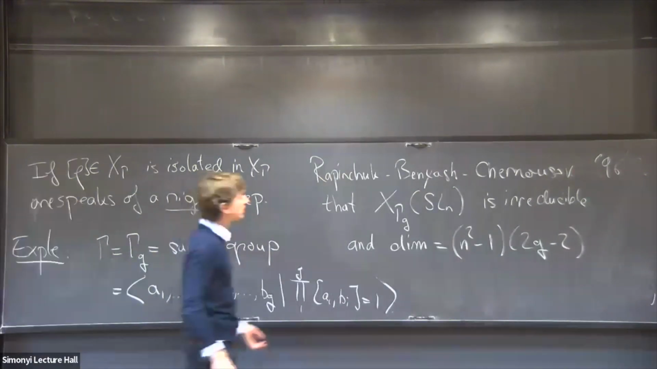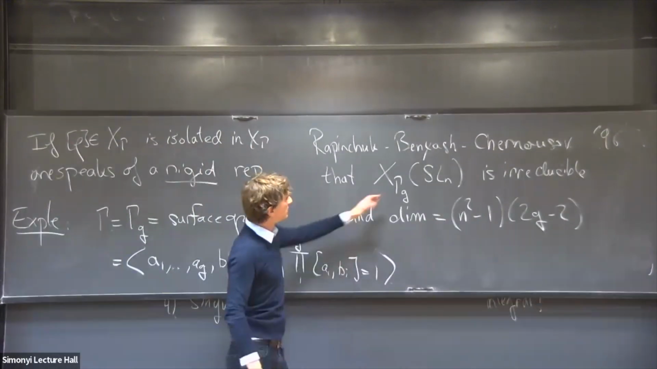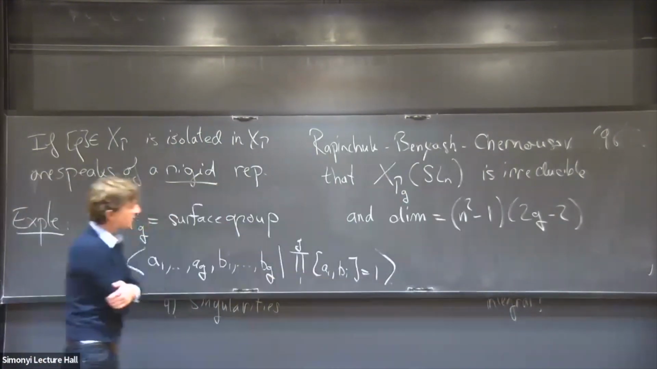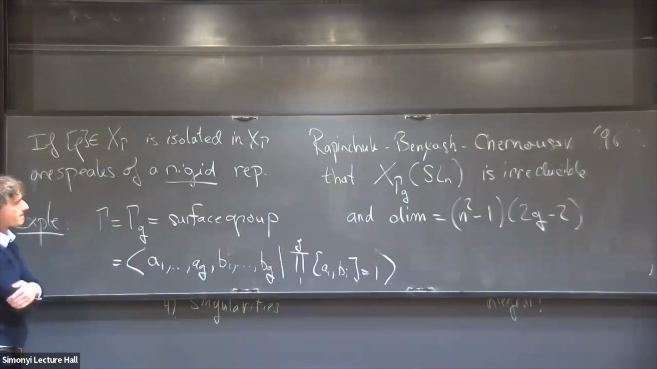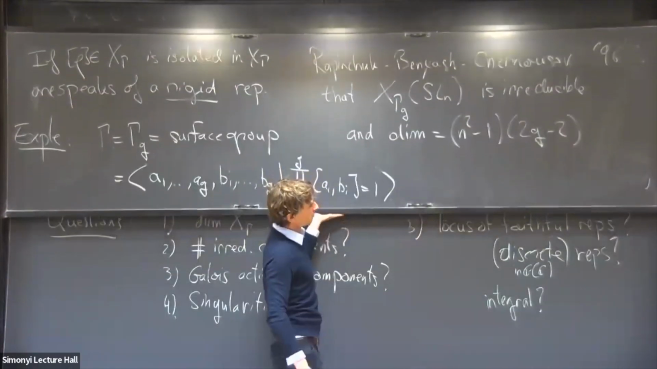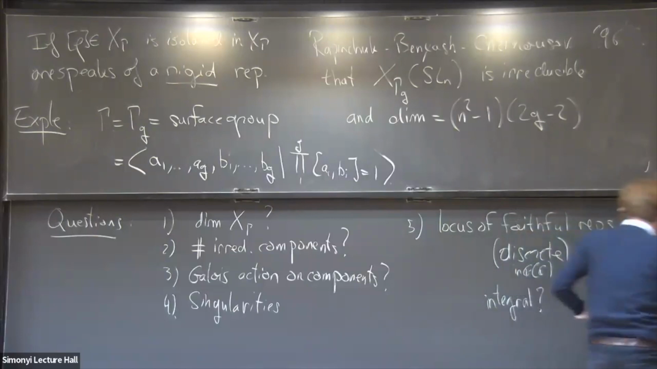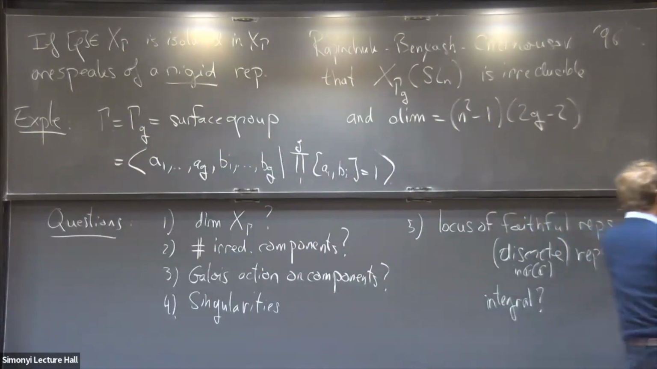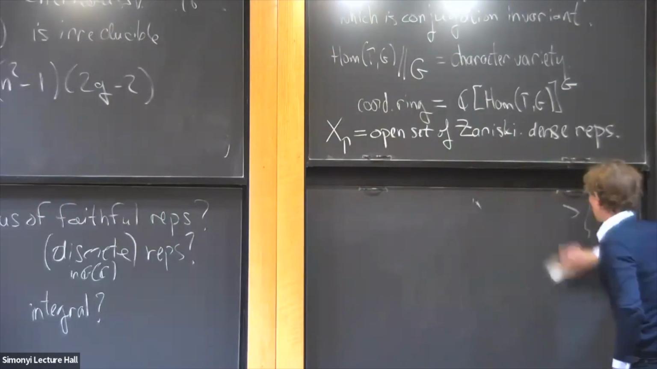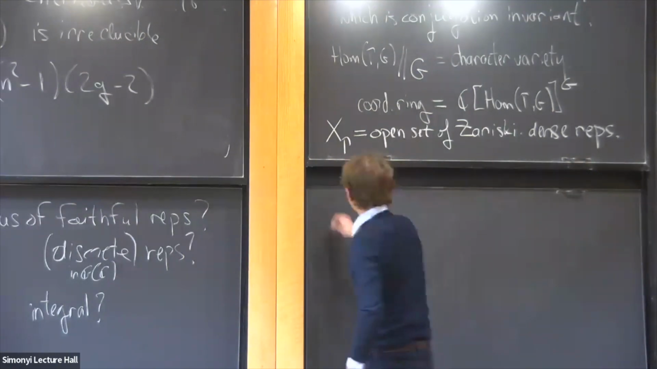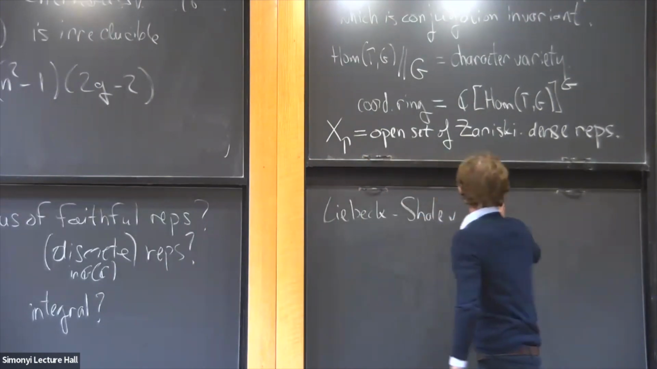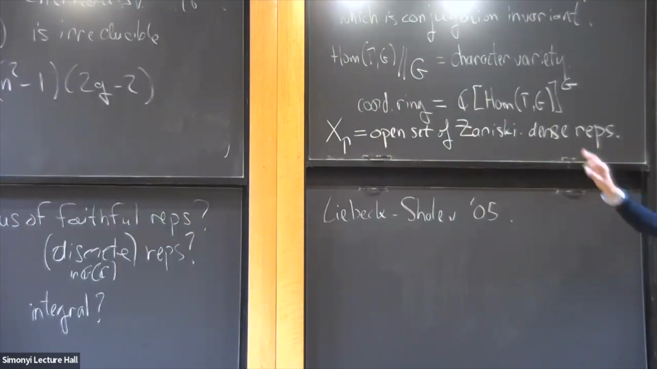So their proof is by hand somehow, uses an explicit description of the character variety and uses this special form of the commutator. It's also very specific to SLN. It's not clear if their approach extends to other groups. But this was generalized later on by Liebeck and Shalev, where they showed the same thing for an arbitrary G.